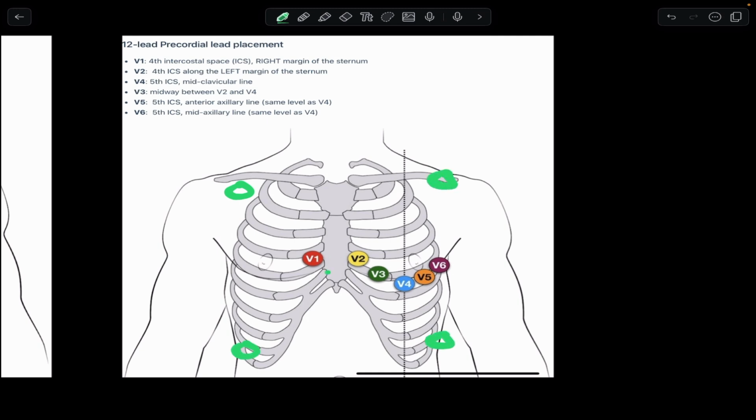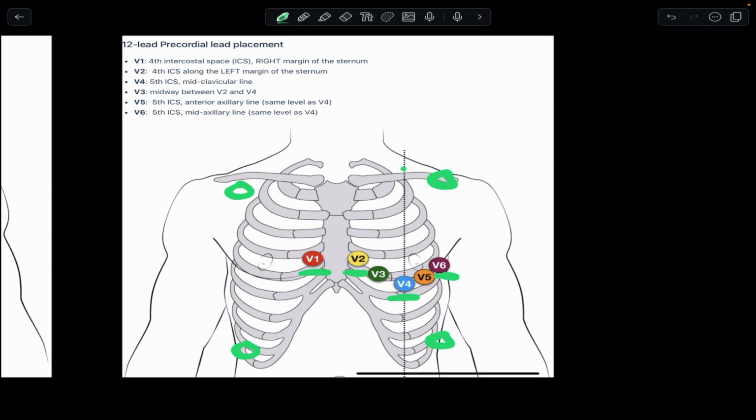And then it has V1, which is in the 4th intercostal space to the right of the sternum. V2, again, in the 4th intercostal space to the left of the sternum. From there, I would begin and I would place V4 and V6. So do V1 and then your evens. So V1, V2, V4, and V6.